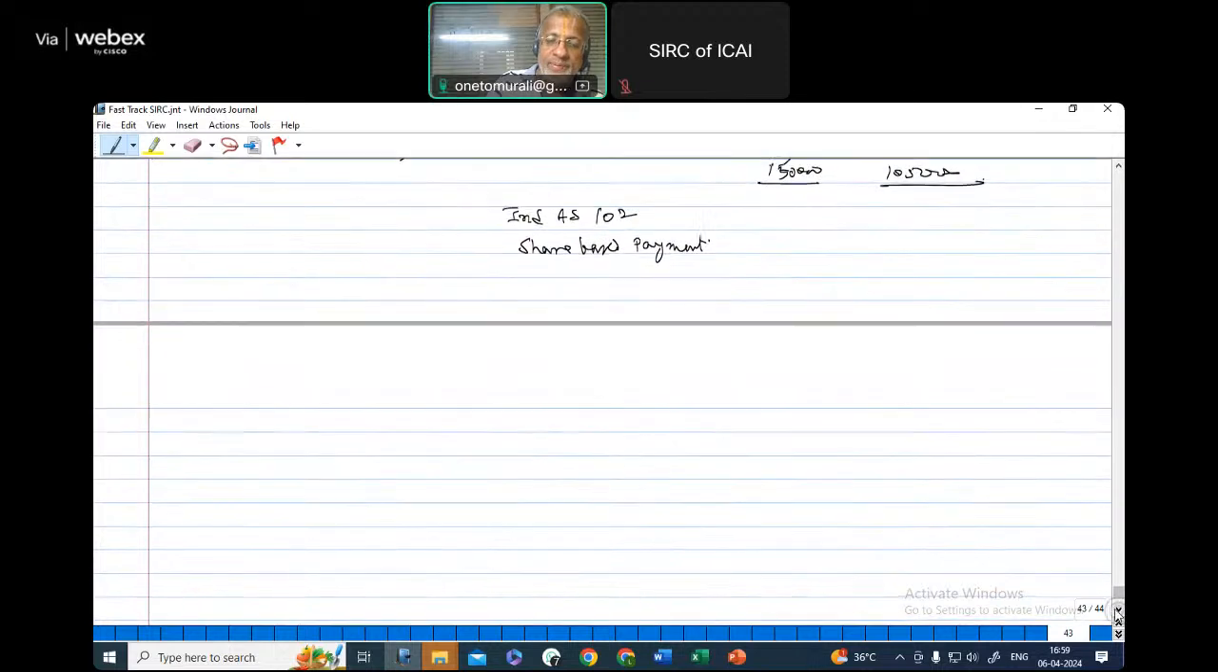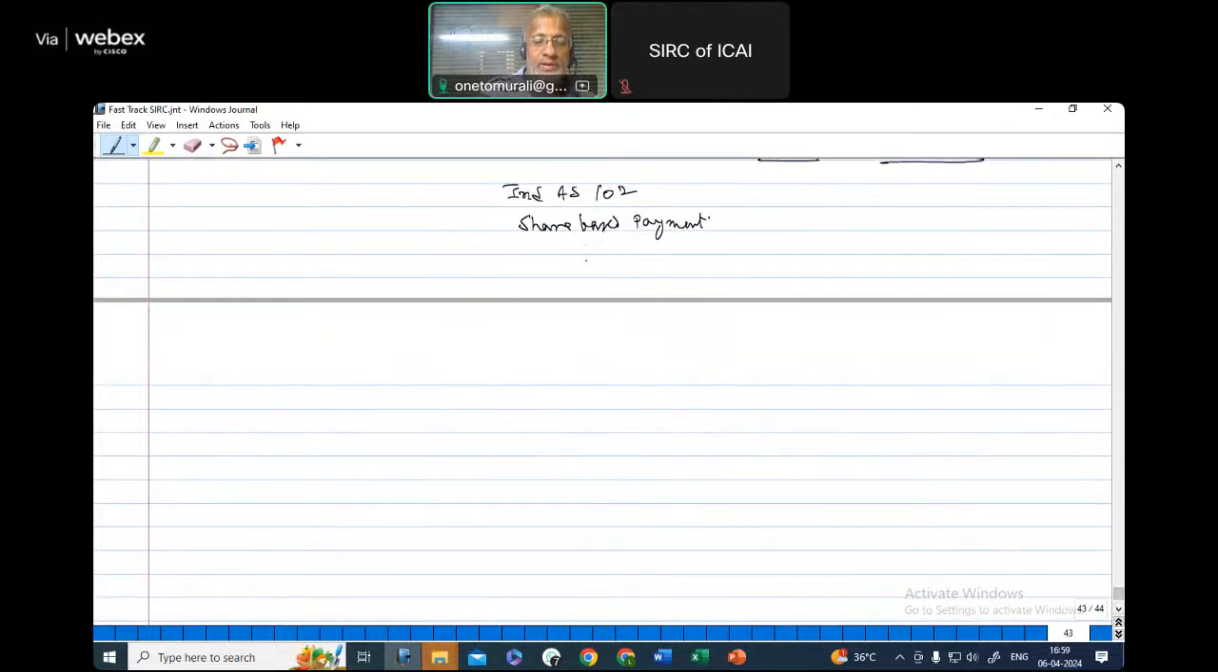So share-based payment, what is considered to be a share-based payment? Immediately our mind will just go for ESOP, ESPP, and share appreciation rights. But any payment in lieu of cash where shares are issued will be taken up under share-based payment.